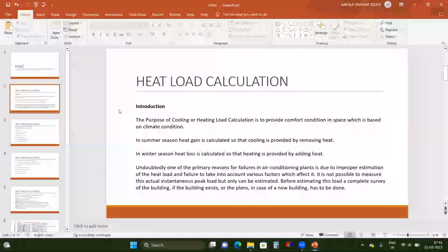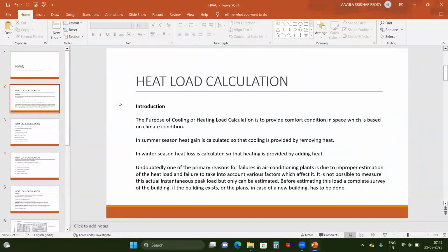It is around 40 degrees, 45 degrees, 35. Depending upon the locations, the temperatures will vary. In that climate condition, we require cooling. To lower the temperature, for example if it is 40 degrees centigrade, we'll convert that to 25 degrees centigrade. Next, in winter season, heat loss is calculated.